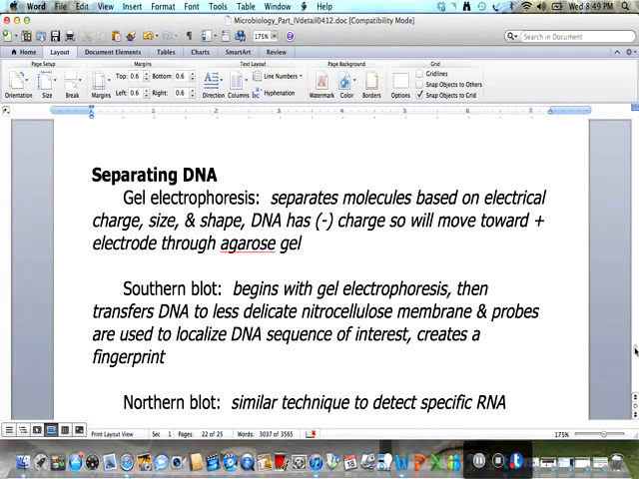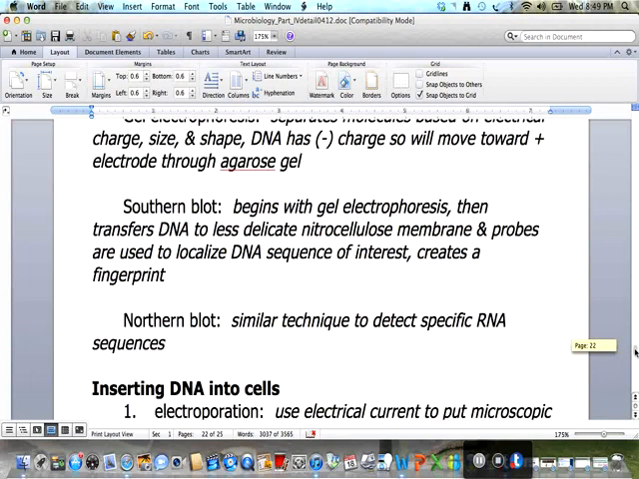The southern blot begins with gel electrophoresis. Next, it is transferred to a less delicate nitrocellulose membrane, and probes are used to localize the DNA sequence of interest, creating a fingerprint.